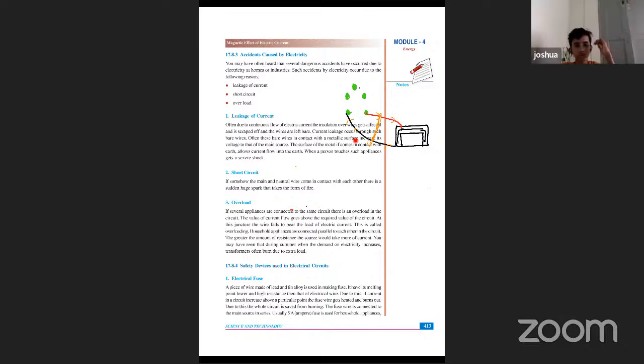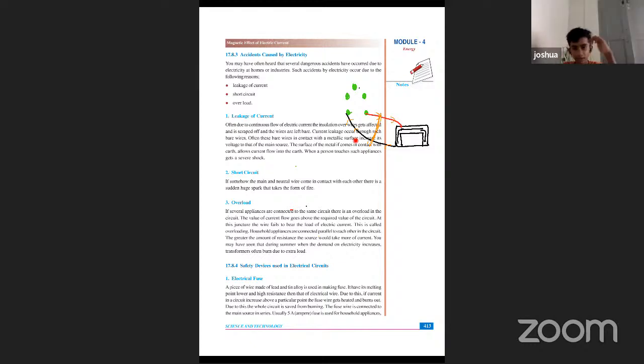How does a short circuit happen? See, for example, this is the red wire and this is the black wire. The insulation is there, but because of leakage of current, the insulation got ripped off, so there is no insulation now, and this one doesn't have insulation either. So they got attached to each other, and because of that, a spark was created, and the spark led to the fire.